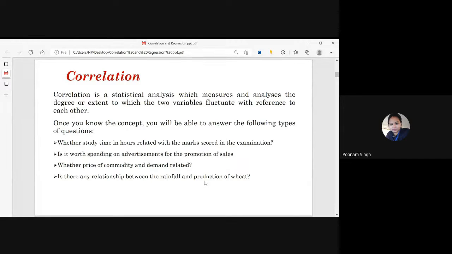Okay. So what is the language barrier? Should I speak in English or Hindi? Madam, in English. Achha, in English. Okay, no problem.